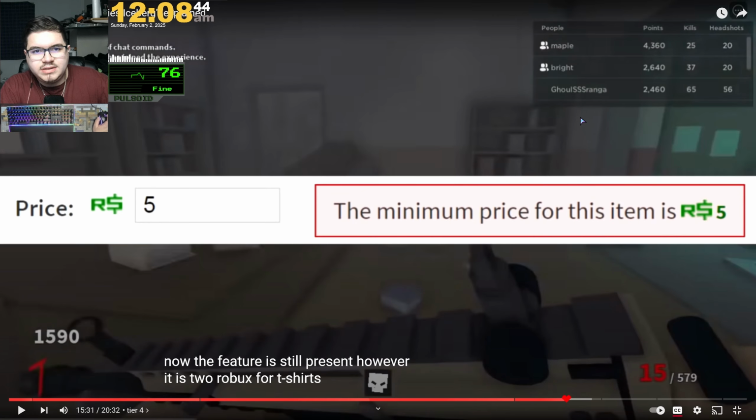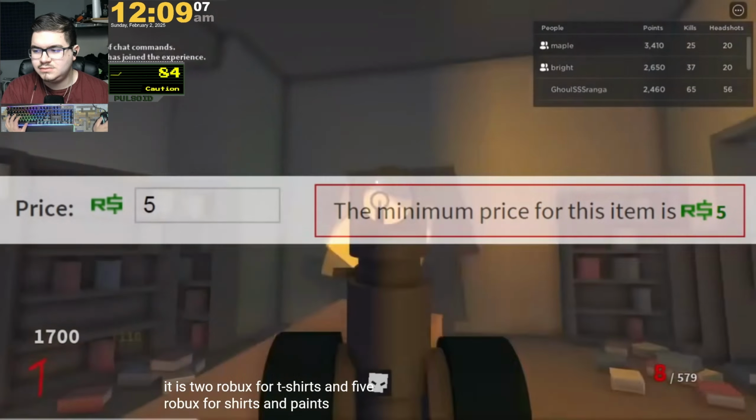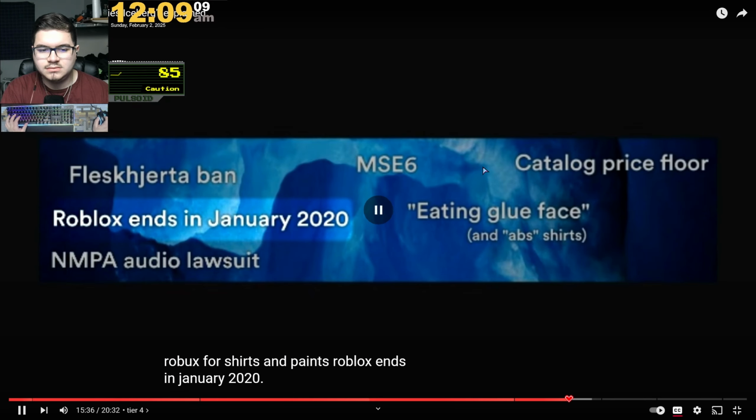I think somewhere it's like 150 Robux today, where we don't go 50 or 100 Robux and we have to go above 100 to sell the thing, which is justifiable because hey, it's too low for the amount of Robux to sell out your items basically. T-shirts and 5 Robux for shirts and pants. Roblox ends in January 2020. Maybe because I'm pretty sure nobody would like that at all.